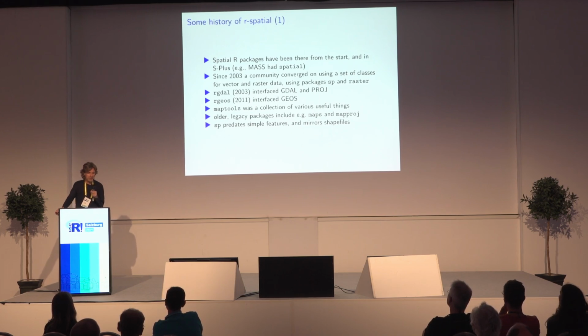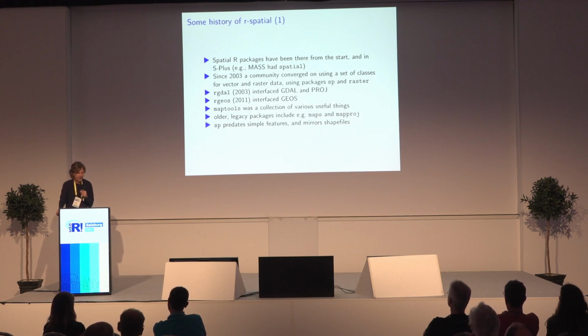There's some history of R spatial. There have been spatial R packages really from the start of R. There is a library called spatial, which is still there, which is part of the MASS package collection. There were already activities in S+. There has been the spatstat library from the early days on and so on. Since 2003, we converged on a set of classes for vector and raster data, and that led to the packages sp and raster, essentially.